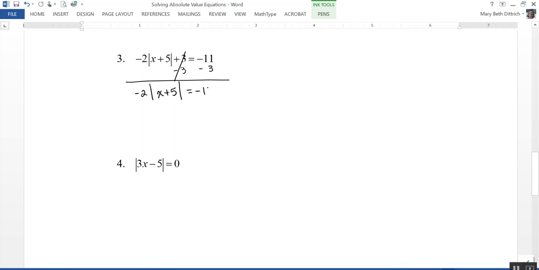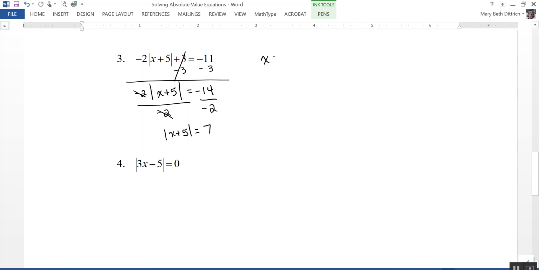equals negative 14. Now, do not distribute. Absolute value bars are not parentheses. We don't want to use the distributive property. What I want to do is divide both sides of this equation by a negative 2, because this is negative 2 times the absolute value of x plus 5. So those will create a 1. So that's going to give me the absolute value of x plus 5 is equal to a positive 7. Negative 14 divided by negative 2 is a positive 7.